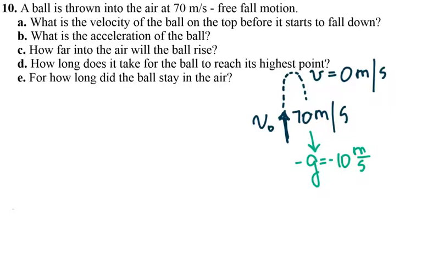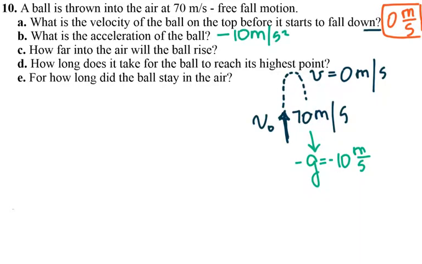What is the velocity of the ball on the top before it starts to fall down? So the answer is 0 meters per second, because it stops for a fraction of a second before it turns around and starts falling down. What is the acceleration of the ball? Acceleration is negative 10 meters per second squared. That's acceleration due to gravity.